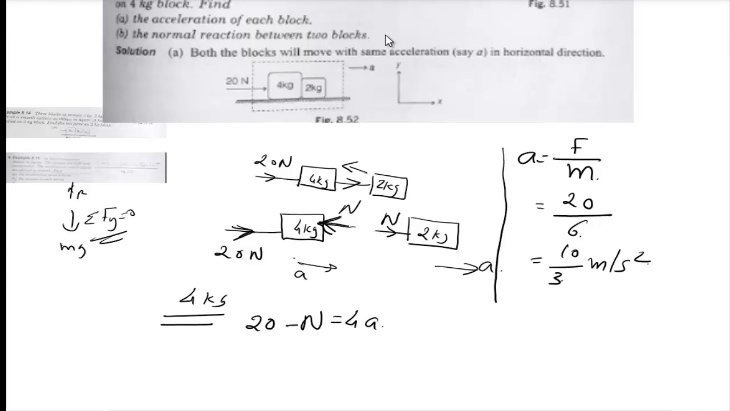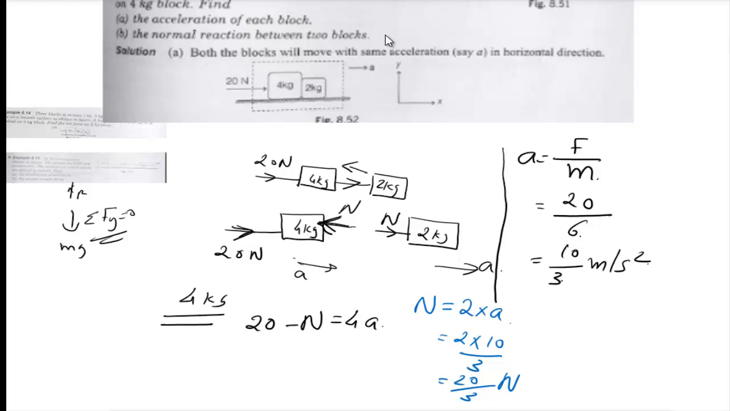that is equal to mass into acceleration, 4a. The same way if we apply it for the second one, the 2 kilogram mass, the normal reactional force is acting in the positive direction. That is the only force acting, and that will be equal to mass into acceleration, 2a. Here we know that acceleration, we already got it as 10 by 3. So 2 into 10 by 3, the answer will be 20 by 3 Newton.